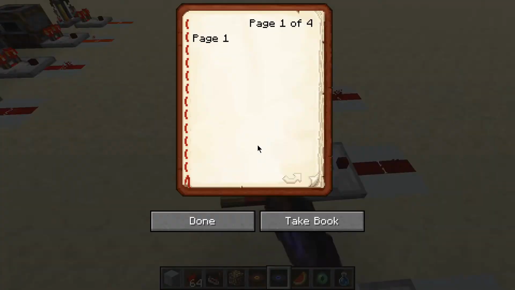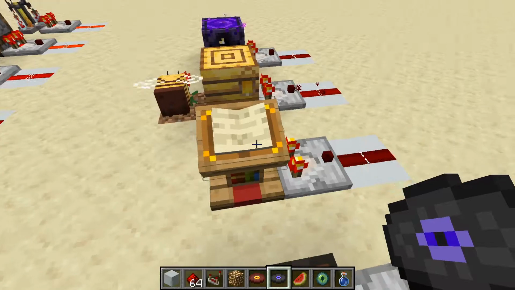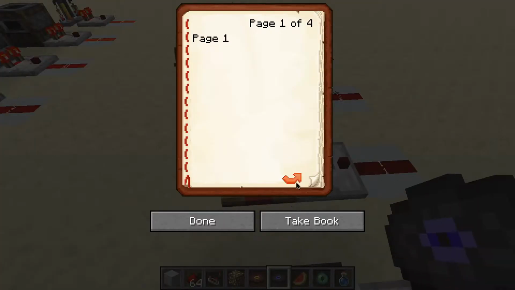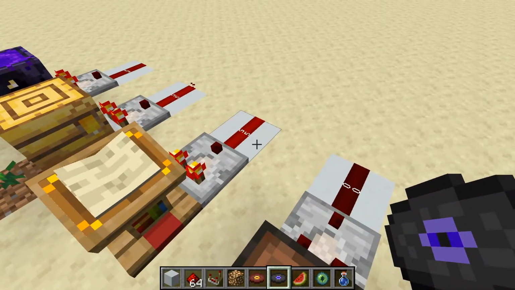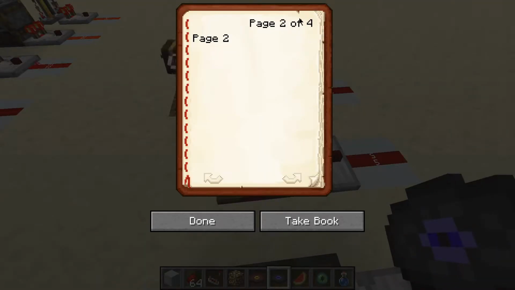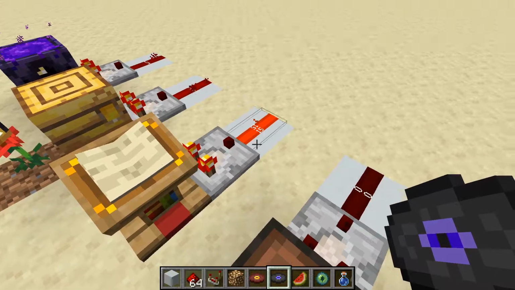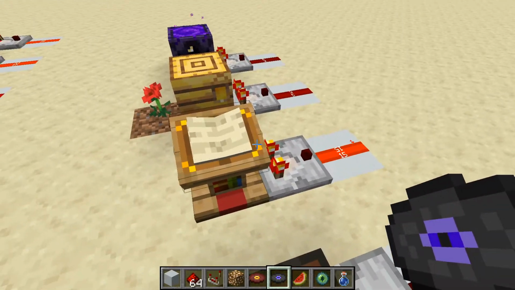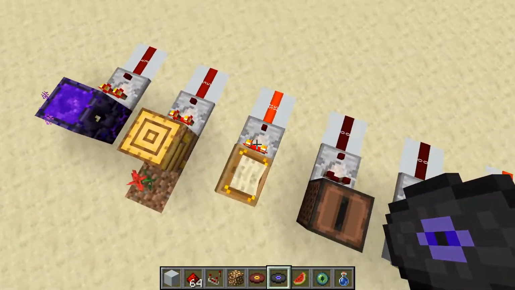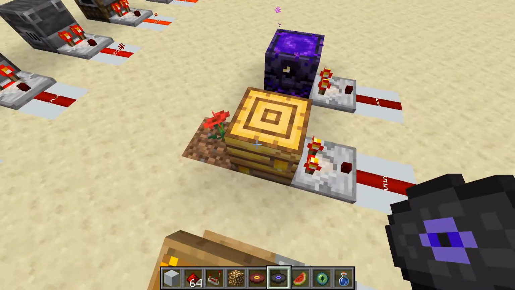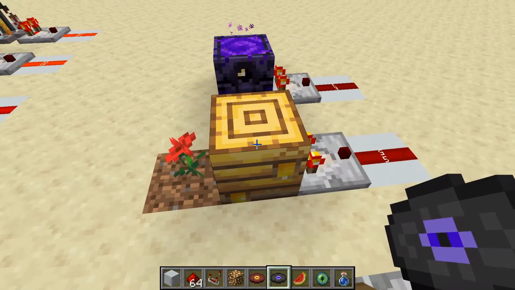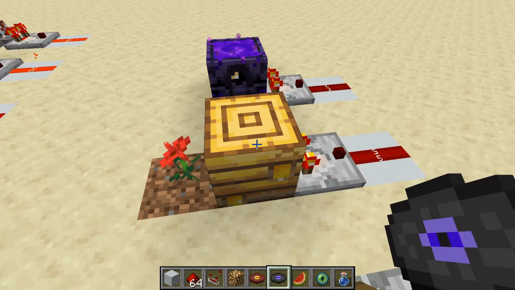And then the lectern will output a signal strength based on what page the book has been turned to. So if I turn it to page 2, this one has 4 pages. So it's based on a percentage again, just like a container. But one of the easiest ways to check is if full signal strength means that it's on the last page. So we can show you how you can actually check for full signal strength when we talk about comparators a little bit more.